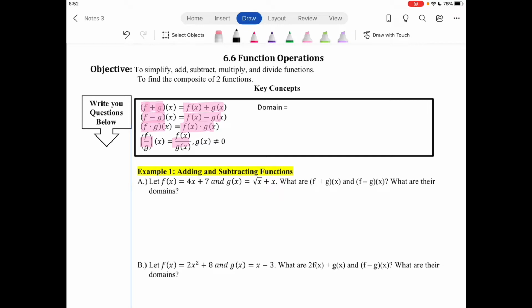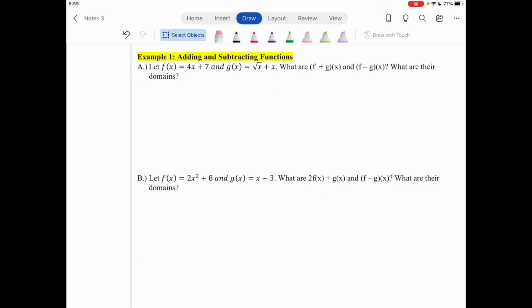This means that the domain will be a combination of the domain of all the functions that are being put together. Also, whenever it comes to dividing functions, we need to remember that we cannot have a denominator that is equal to 0. So that will be one of the restrictions to the domain: whatever value would make the denominator become 0. We're going to start off with adding and subtracting.